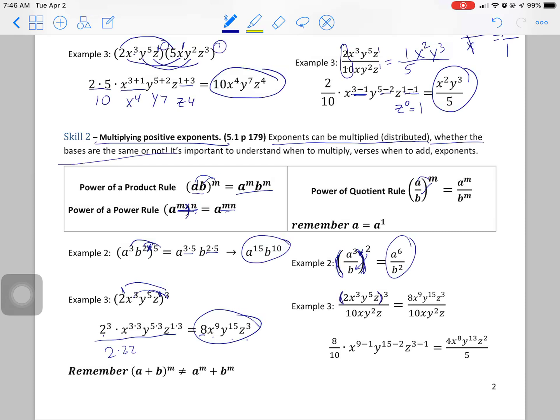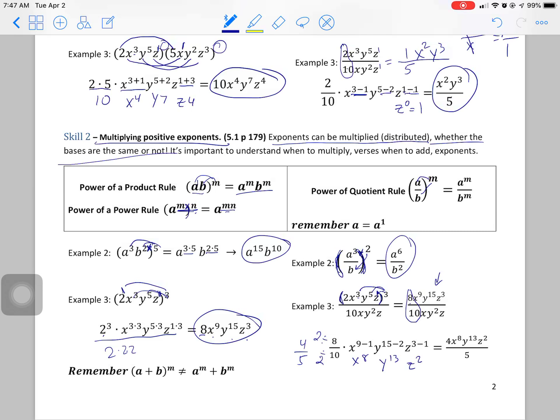That means we're just doing this 3 here, and excuse me, order of operations says I have to do that first. So 2 to the 3rd power is 8. 3 times 3 is 9. 3 times 3 is 9. 3 times 5 is 15. 3 times 1 that you don't see is 3. So that fixes that. Now I'm over here, and I need to reduce 8 over 10. 8 over 10 is reducible by 2. So that gives you 4 over 5. And this is going to be x to the 8. This is going to be y to the 13th and z to the 2.